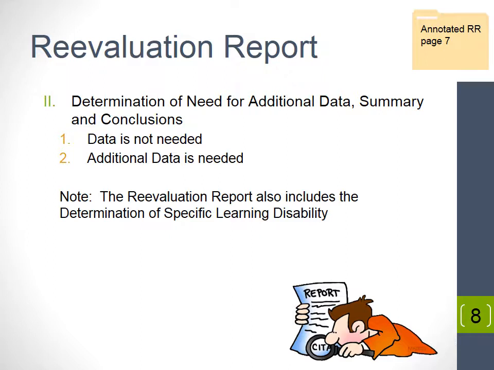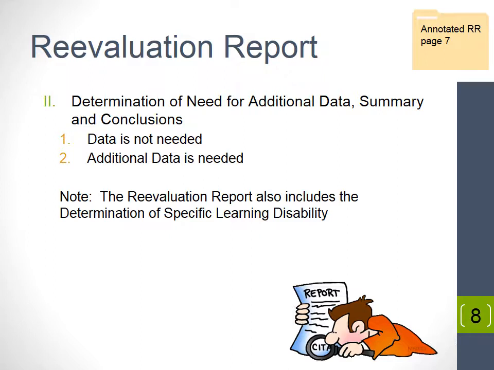If the IEP team has determined that additional data is needed, then the collection and analysis of new data, such as an assistive technology evaluation, a functional behavior assessment, or other additional academic testing or other assessments will be done. Remember, parent input into the reevaluation process is vital, even when the IEP team is only reviewing existing data.